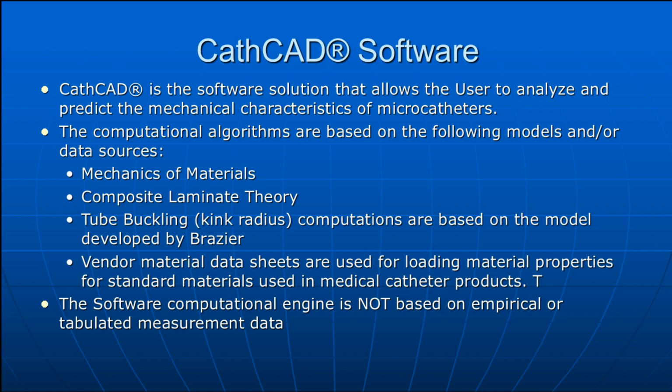Vendor material data sheets are used for loading material properties for standard materials used in medical catheter products. These data sheets typically provide the material properties at standard conditions. And the software computational engine is not based on empirical or tabulated measurement data.